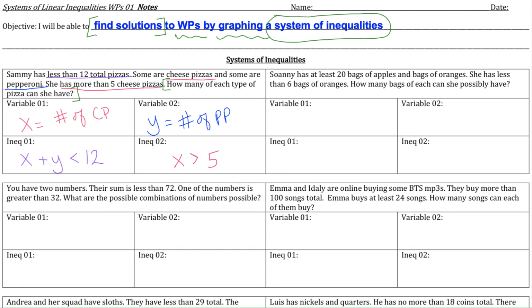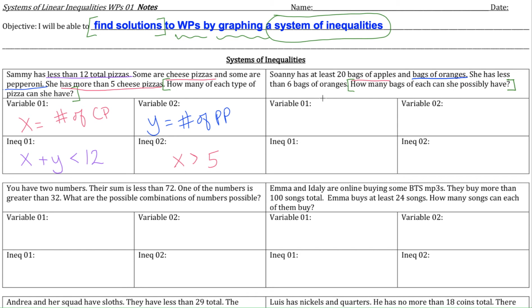Okay, let's do another one. It says Sawani has at least 20 bags of apples and bags of oranges. She has less than 6 bags of oranges. How many bags of each can she have? So let's use green for the question. How many bags of each? We're talking about bags of apples and bags of oranges.